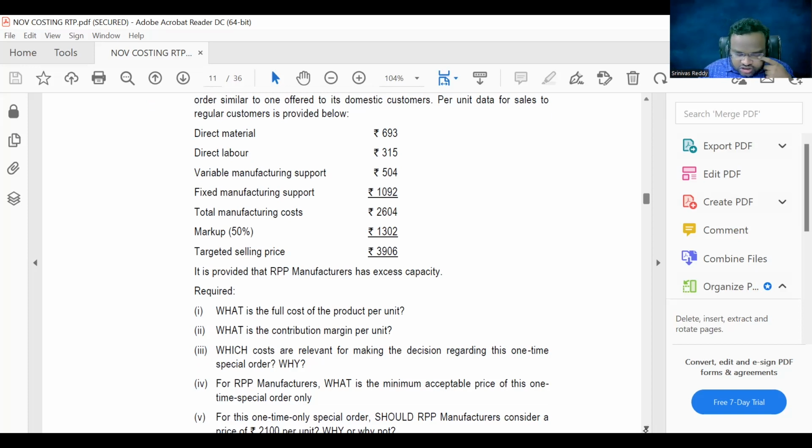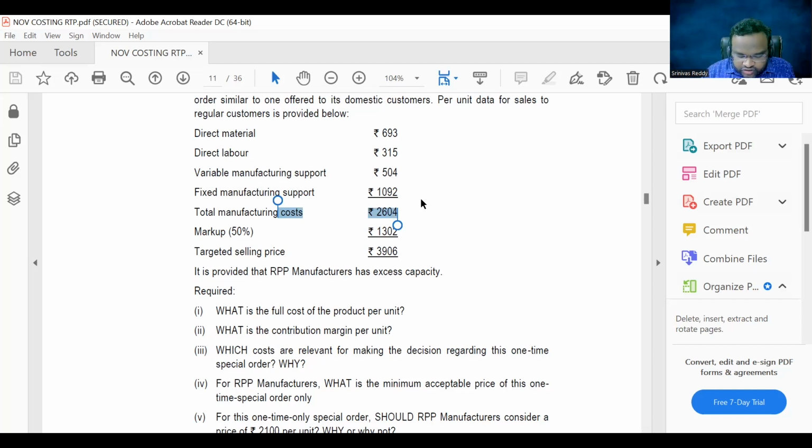What is the full cost of the product per unit? 2,604. What is the contribution margin per unit? Selling price 3,906 minus variable cost. Variable material 693, variable labor 315, variable manufacturing support 504. How much amount? 2,394 is the contribution.